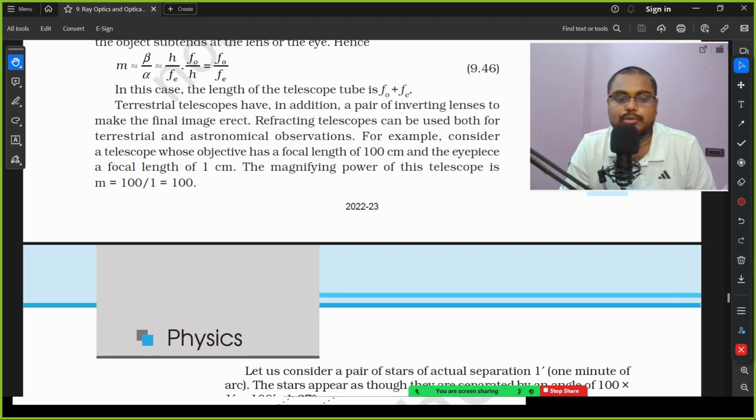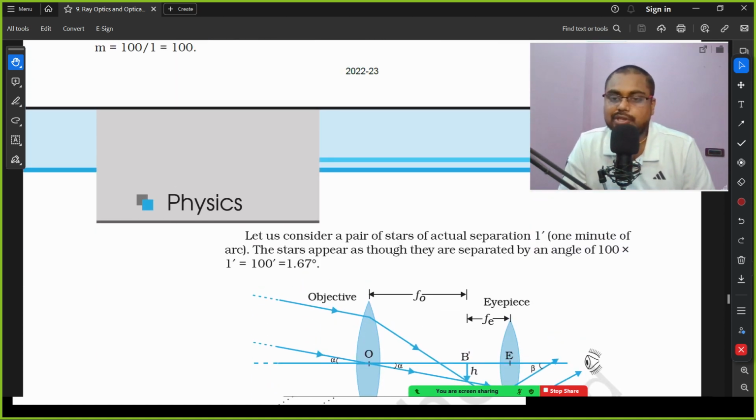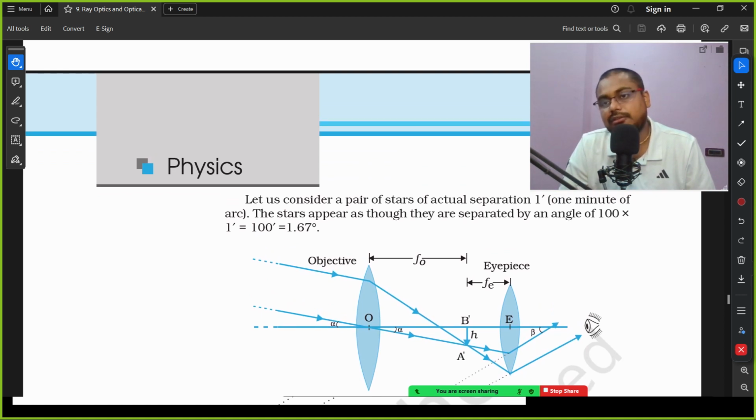For example, consider a telescope whose objective has focal length 100 centimeter, FO is 100 centimeter, and eyepiece focal length is 1 centimeter, so the magnifying power becomes FO by Fe, that is 100. Let us consider a pair of stars of actual separation 1 minute. The magnification increases their separation 100 times. So 1 minute into 100 is 100 minutes, which is 1 degree 40 minutes, that is 1.67 degrees. So 1.67 degrees is quite significant compared to just 1 minute. So this is the astronomical refracting telescope.